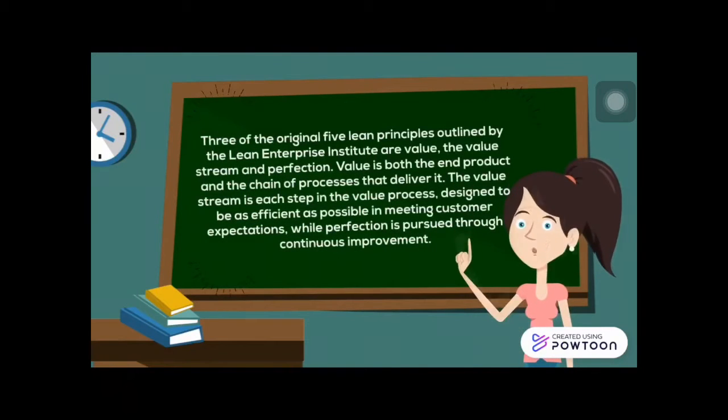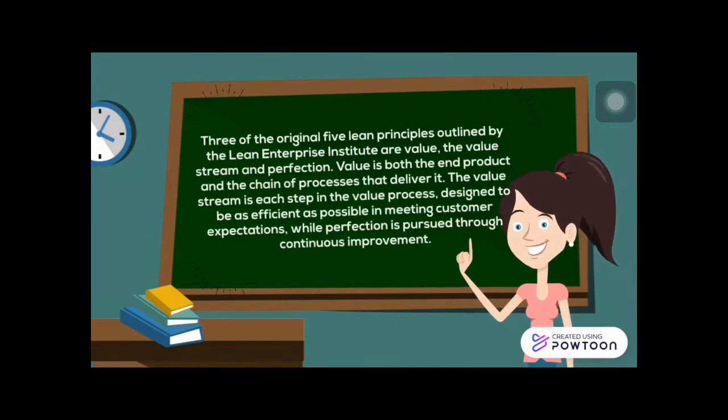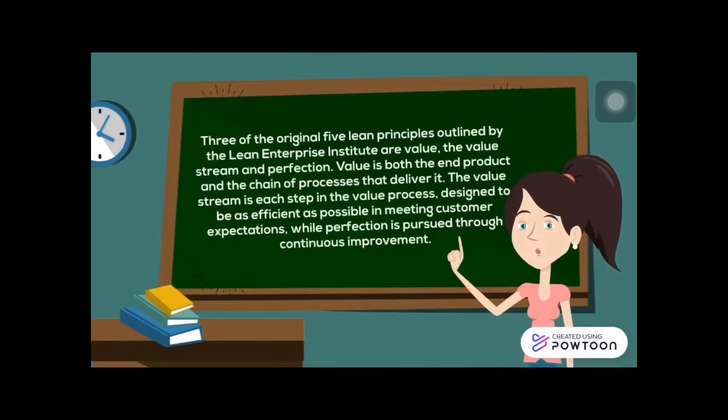Three of the original 5 Lean principles outlined by the Lean Enterprise Institute are value, the value stream, and perfection. Value is both the end product and the chain of processes that deliver it. The value stream is each step in the value process, designed to be as efficient as possible in meeting customer expectations, while perfection is pursued through continuous improvement.